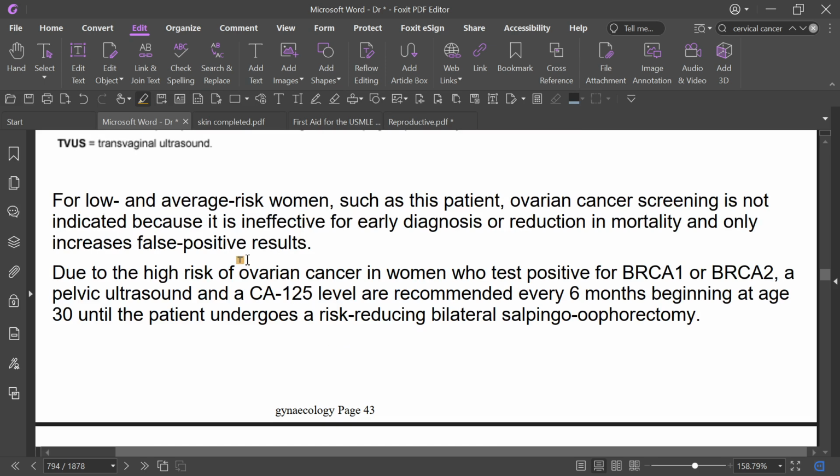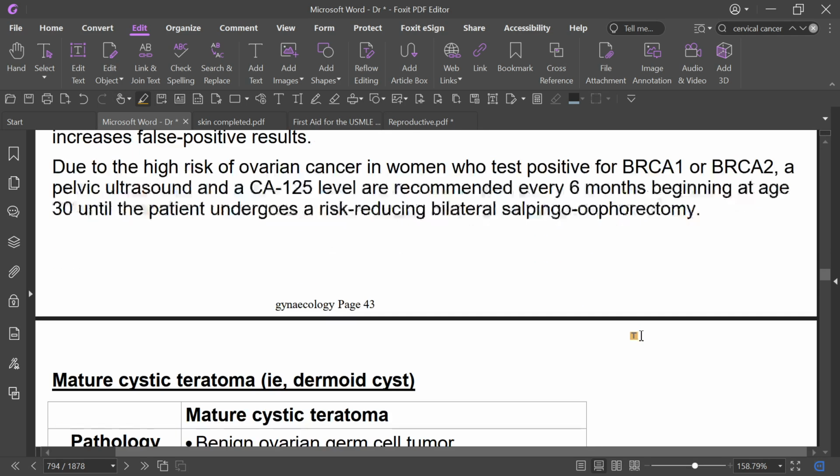So for low and average risk women, ovarian cancer screening is not indicated because it's not effective for early diagnosis or reduction in mortality, and it only increases false positive results. For high risk women who test positive for BRCA1 and 2, pelvic ultrasound and CA125 are recommended every 6 months, beginning at age 30 until the patient undergoes risk reducing bilateral salpingo-oophorectomy.